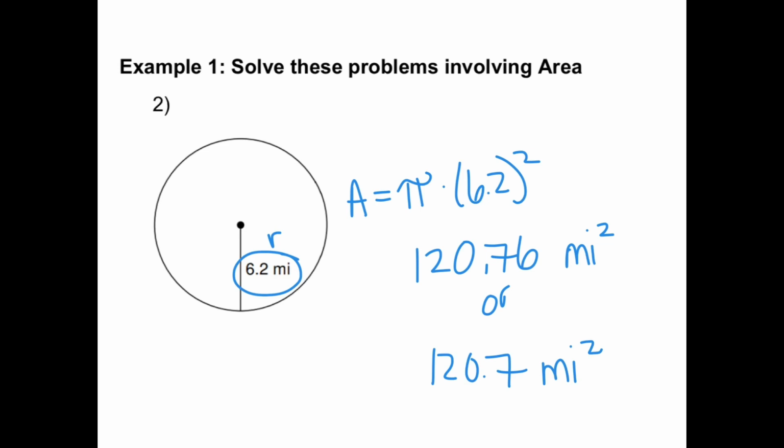Hoping that you took 6.2 and squared that, multiplying it by the pi symbol or 3.14. It's 120.76 or 120.7 miles squared for both. This is the word problem.